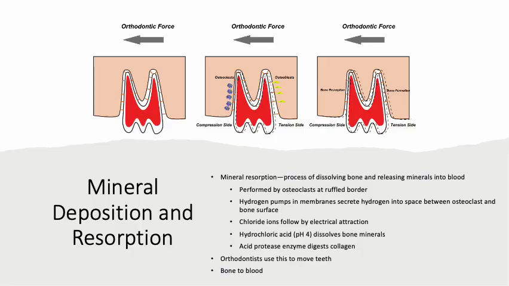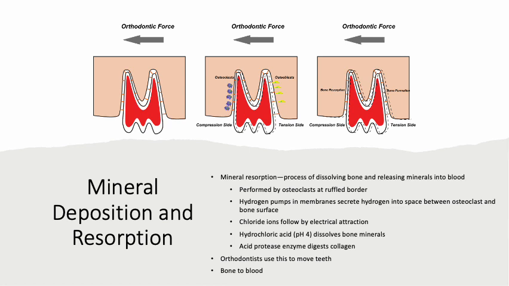So mineral resorption just means that we are breaking down bones to reabsorb those minerals back into the bloodstream. So these are performed by the osteoclasts. The osteoclasts are the breakdown cells of bones. And then there are hydrogen pumps in the membranes that secrete hydrogen into the space between the osteoclast and the bone surface. Chloride ions follow by electrical attraction, and then it makes the pH much lower, or more acidic. And then this dissolves bone materials. As it dissolves the materials, it's no longer hardened, and all those minerals that were stored in there can now be released into the blood.